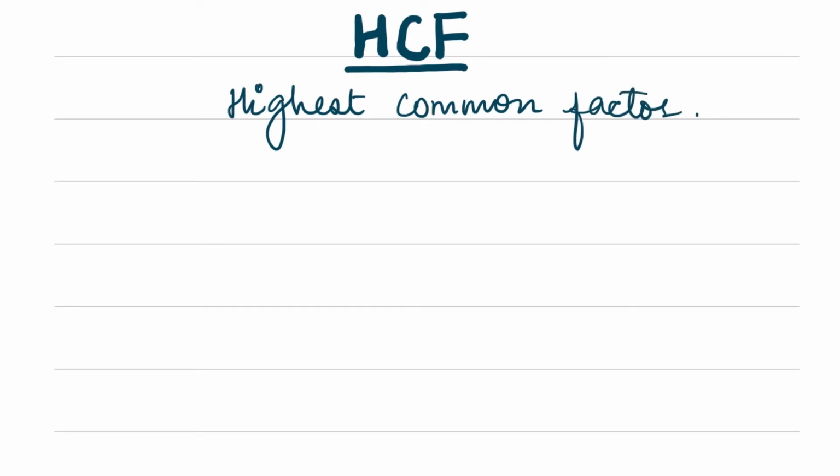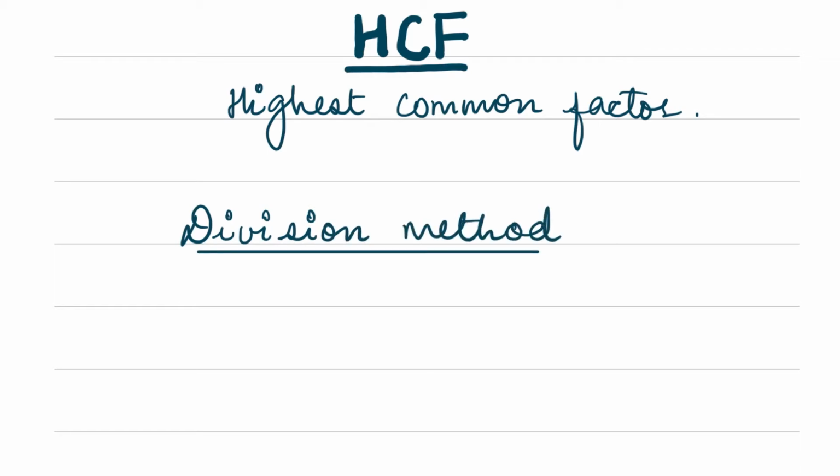One way for finding HCF is by prime factorization method. So we can find out the prime factors and we can find out the common factors. But sometimes what happens, the numbers are too big or we cannot find the common prime factors very easily. So then we go for another method, which is the division method. So we are going to find the HCF by division method, or sometimes it is called the long division method too.